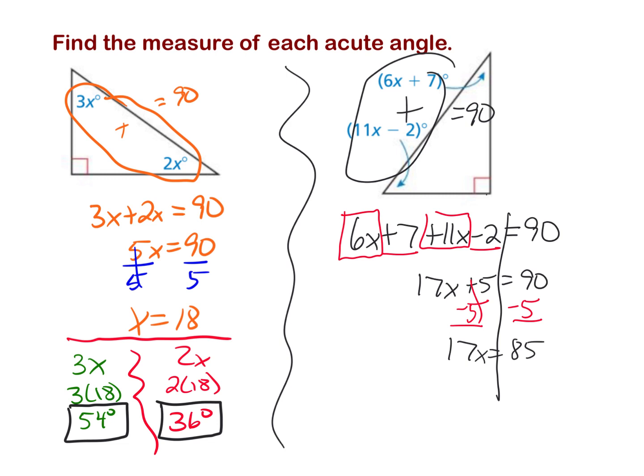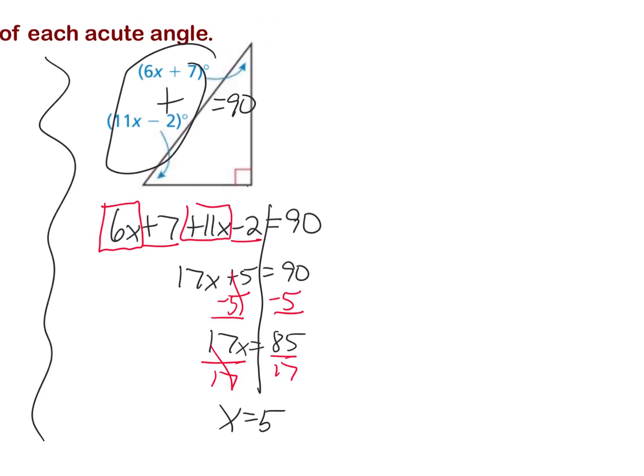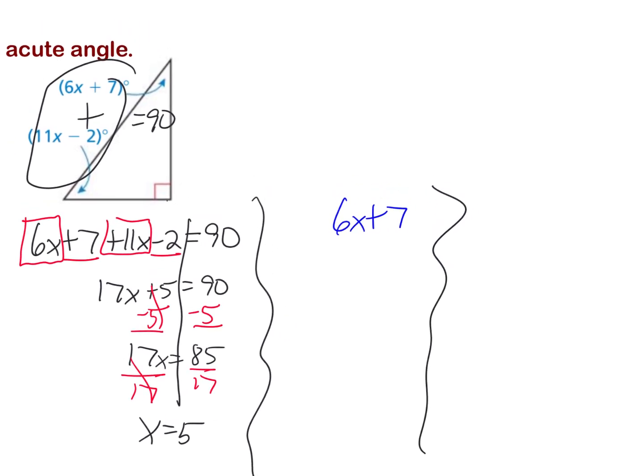And it should be 5. 85 divided by 17. Yep, it's 5. So last step, we want to divide by 17. And x is equal to 5. Okay. Now when it says find the measure, you have to plug x back in. If it just said find x, we'd be done. But it says find the measure of the acute angle. So I have two acute angles. I've got the 6x plus 7, and then I have the 11x minus 2.